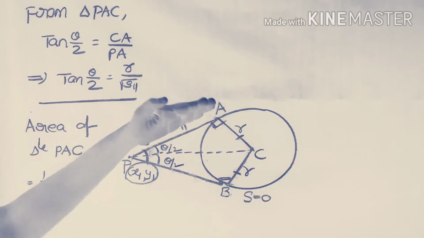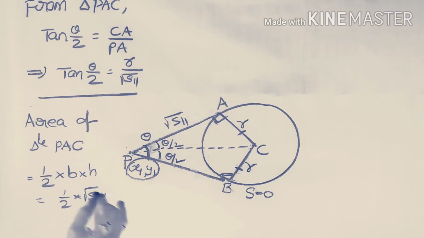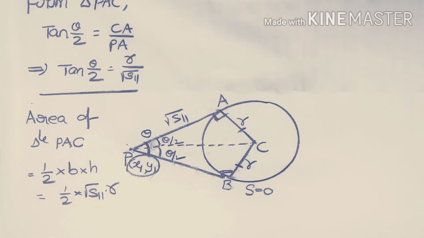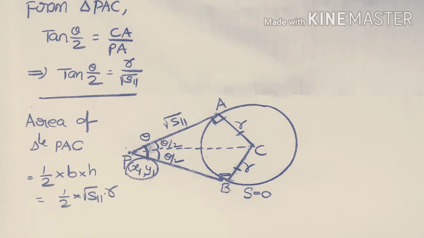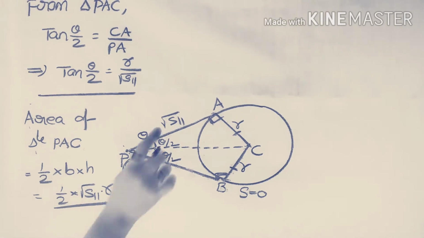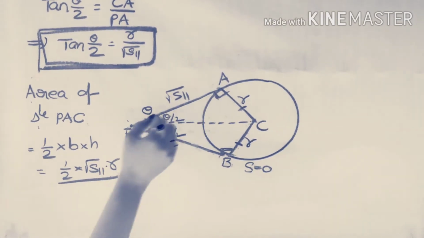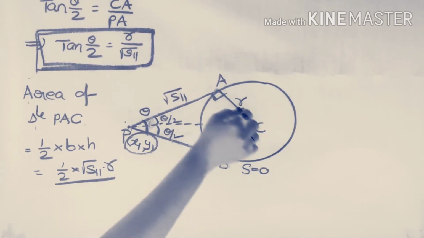Right angle triangle, so base is half into root S11 and radius value is equal to R. Height value is equal to R. Now this is the formula to find the area of the triangle PAC. And the next formula is the area of the quadrilateral formed by the tangents with the pair of radii.